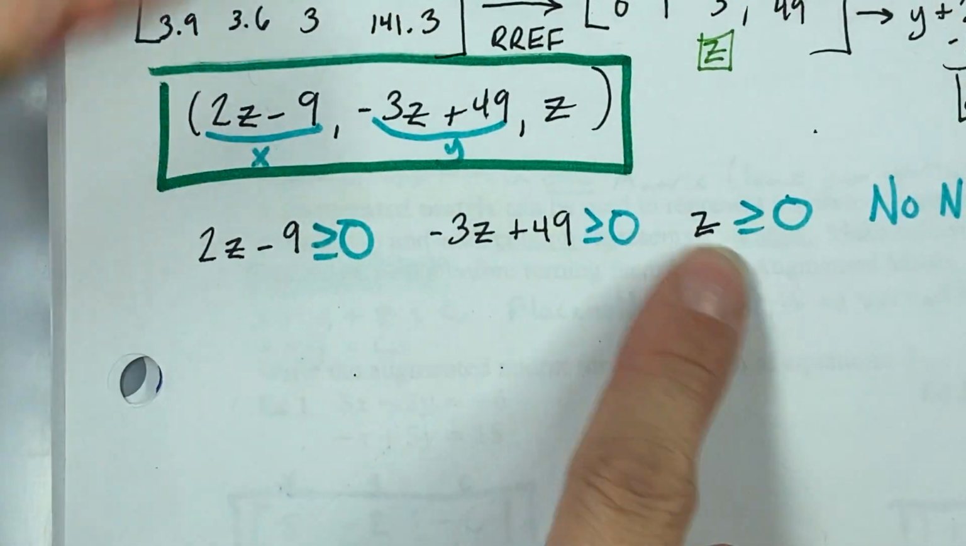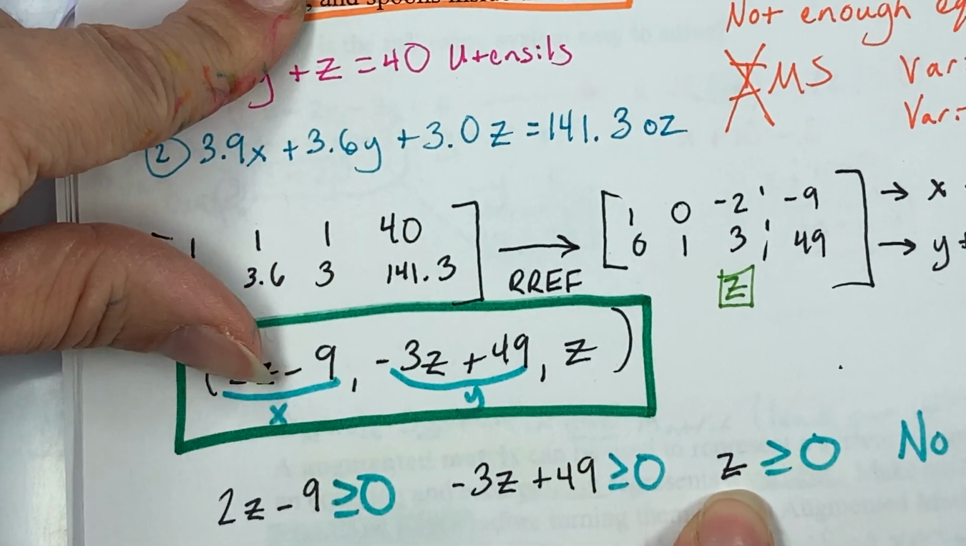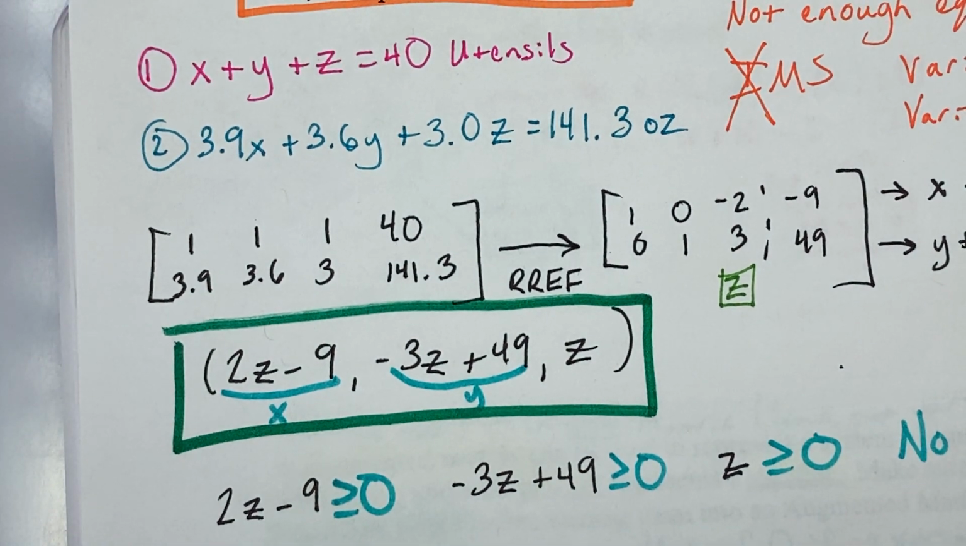So if I choose a Z value for my spoons, like 4, and it leads to a negative amount of knives, that's not a viable solution for my system. So we're going to figure out how we need to restrict our reference variable so that we stay within the positives for all of my other variables. Yeah? Let's go ahead and solve for this first one.